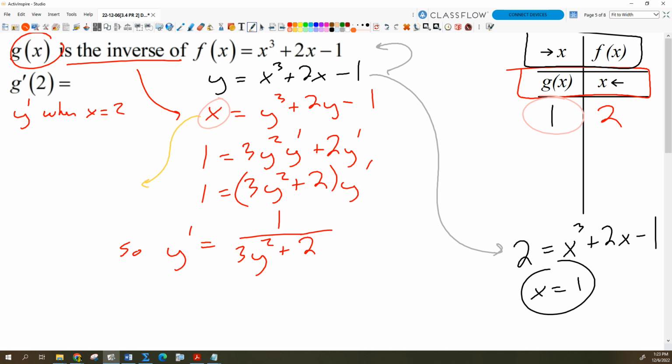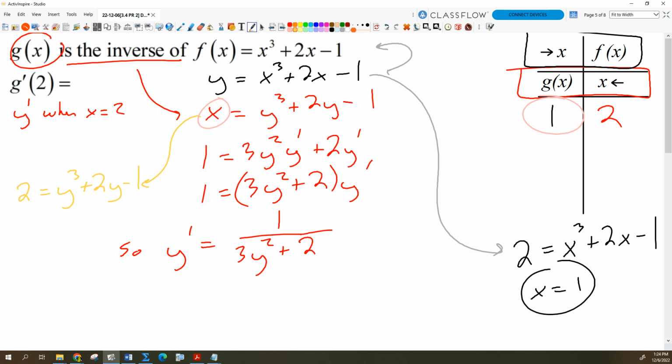I get the same equation, don't I? I get 2 equals y cubed plus 2y minus 1. Okay. And whoops, I get x equals, sorry. Oh, no, that's right. There we go, because it's 2 in this case. Yeah. So what's the solution?